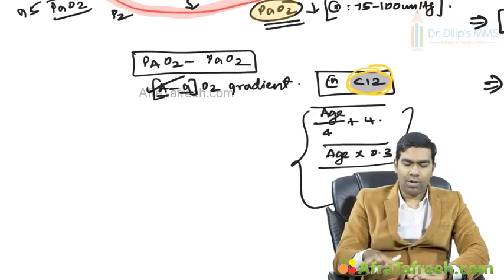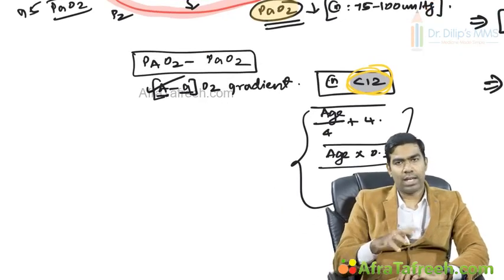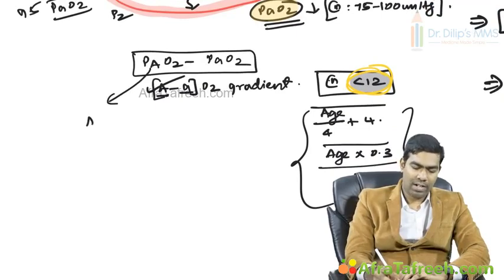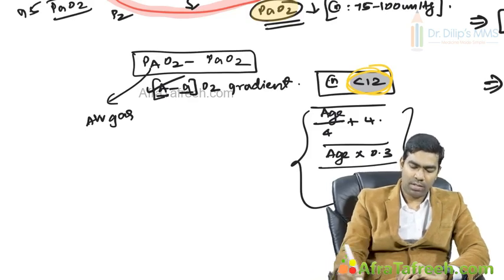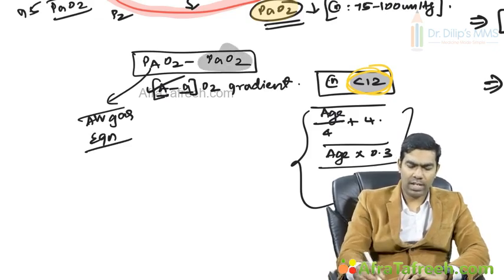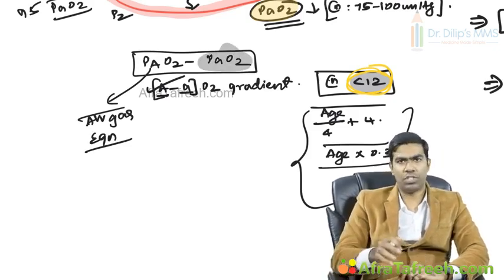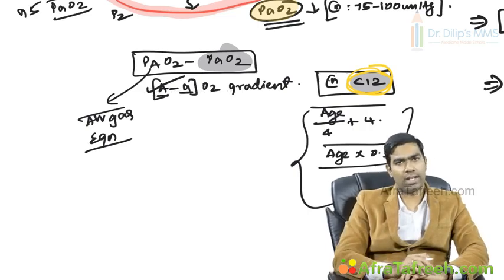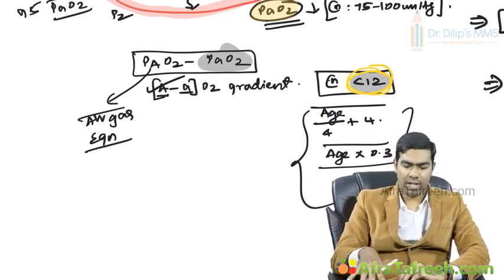Fine. So now you have the AA gradient. How will you find out the AA gradient? You have the alveolar gas equation, with which you are going to find out the partial pressure of the alveolar oxygen, minus the PaO2. PaO2 you are going to easily get from the acid-base analysis, the ABG values. So it is easy to find out the AA gradient. This is a really important AA gradient.